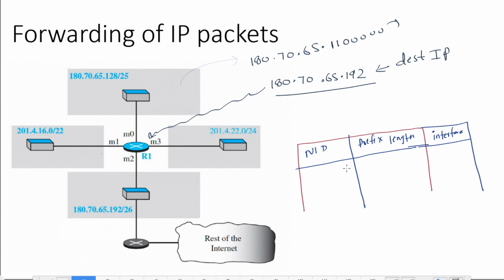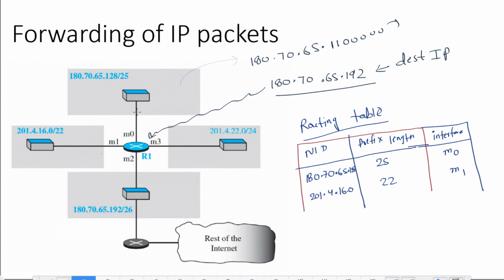It says that if the network ID is this and the prefix length is this, then the interface should be M0. If the network ID is 201.4.16.0 and the prefix length is 22, then the interface should be M1. Like that, it should have all the network IDs and the corresponding prefix lengths and corresponding interfaces. This is what we call a routing table. This is how a routing table looks.